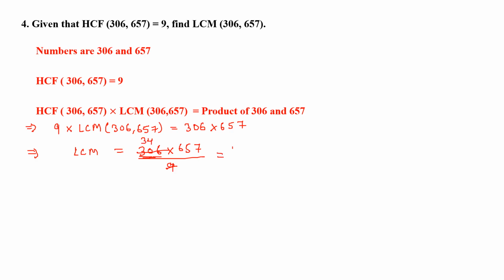And if you multiply 34 and 657, your answer is going to be 22,338. So from here you can write LCM of 306 and 657 is equal to 22,338. So this is the answer for question number 4.